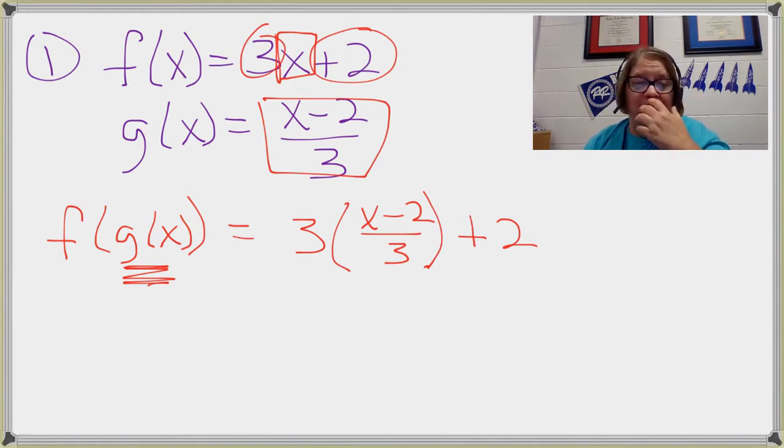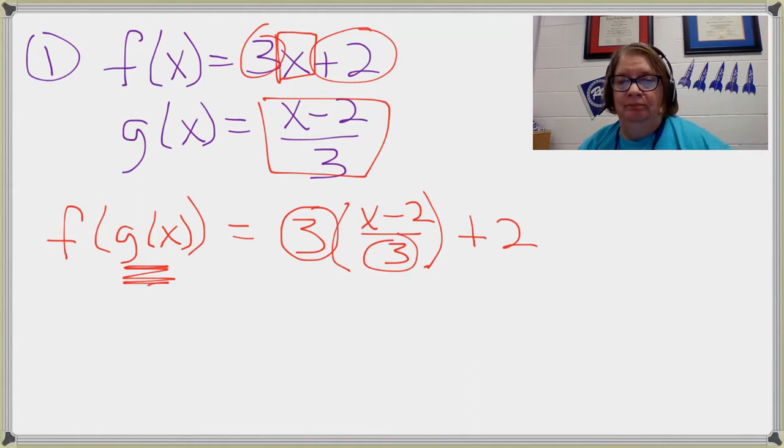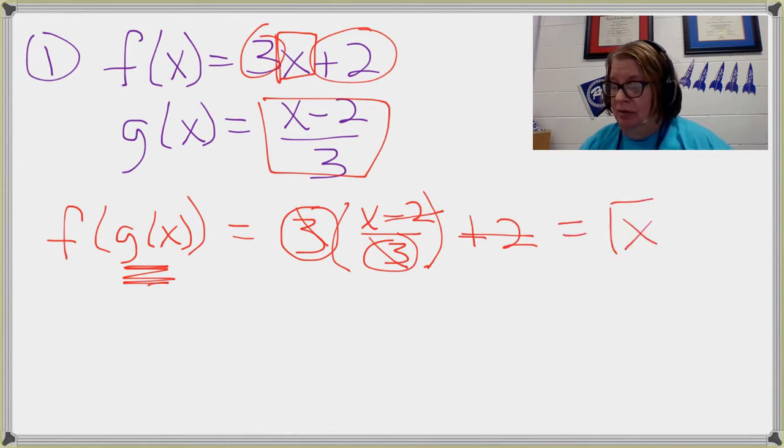Now, when we look at this, we have a times 3 and a divide by 3. 3 divided by 3 is 1, so we cancel those out. Then we have left x minus 2 plus 2. What happens to a minus 2 and plus 2? It cancels out, and what's left is just the x. We're halfway done. Now we have to check g of f of x.